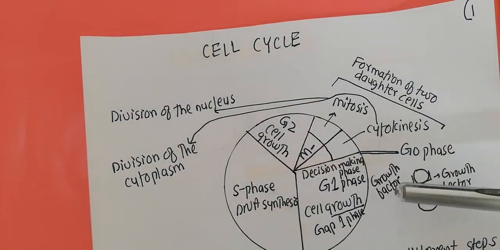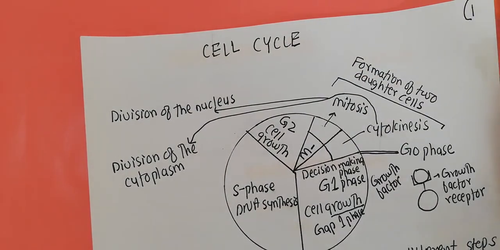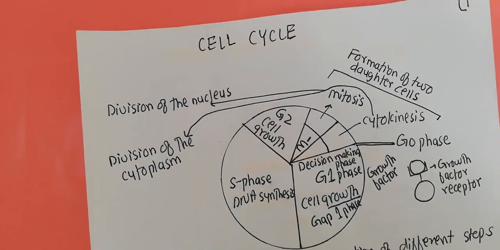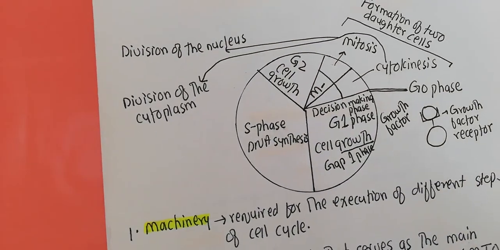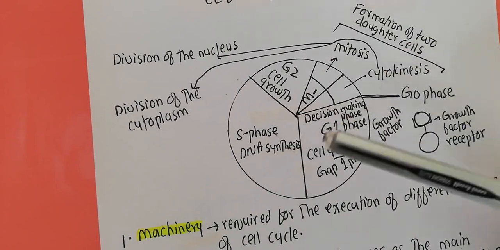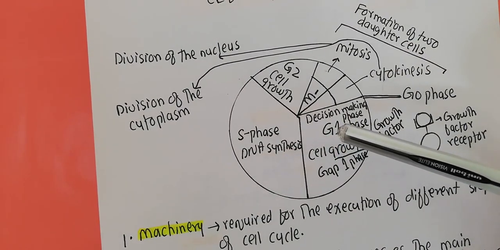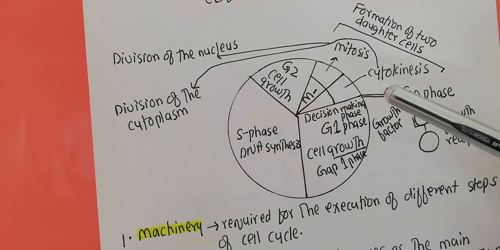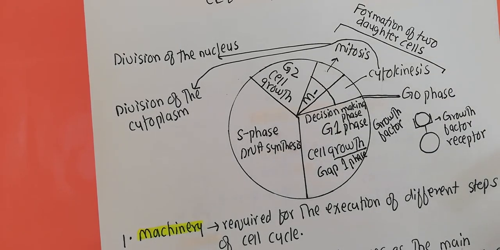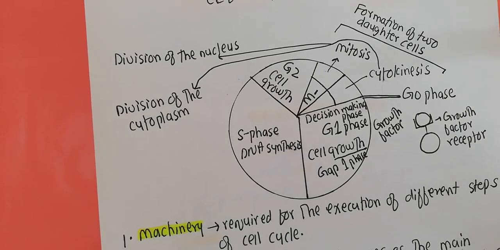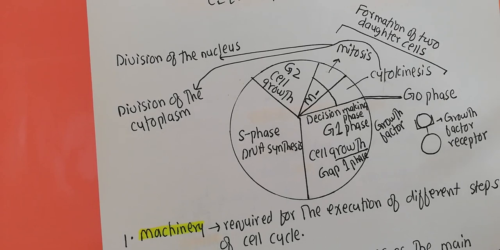This is the second video in the series of lectures on the cell cycle. In the first video, I briefly gave you an overview of the cell cycle and its different phases. To summarize, the first phase of the cell cycle is the G1 phase, also known as the decision-making phase, and it is during this phase that the cell decides whether to go for cell division or not.